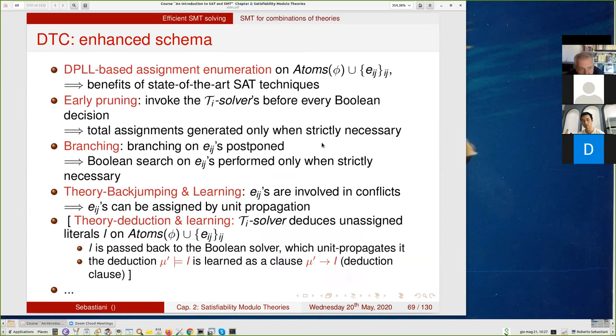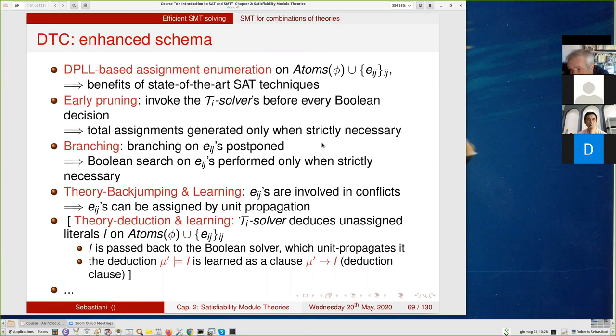Okay, so let's see how we can improve this. Well, the benefit is that you use DPLL, so CDCL-based techniques, so you benefit from all state-of-the-art SAT techniques. You invoke the theory solvers before every Boolean decision, so you handle total assignments only when this is strictly necessary. One essential feature is that you postpone as long as possible branching on the EIJ. So you first decide atoms on the original formula, and you decide atoms on the EIJ atoms only afterwards. And this is the strategy that we adopted in the theory combination, that we assigned only false values first. I will show why in two steps.